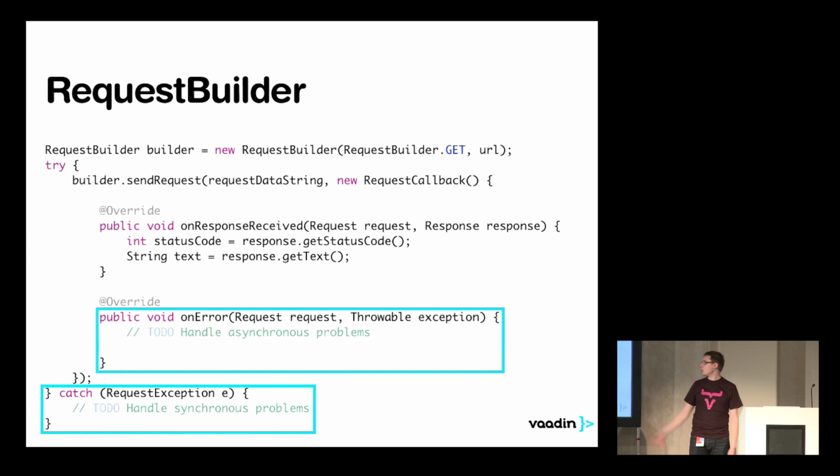The last thing to observe here is that there can be different kinds of errors. Some of them happen immediately when you try to send something. That's the catch block there. But then others, like server timeout, for instance, are part of the callback system, because those can happen at any time.